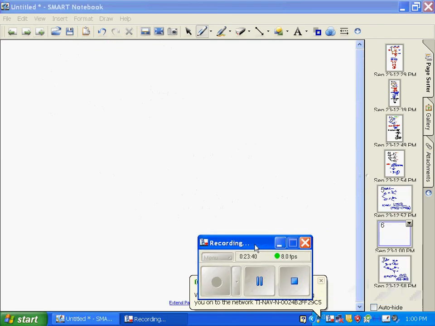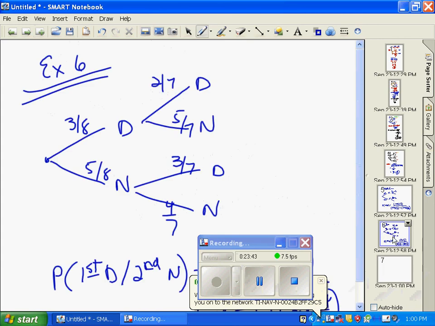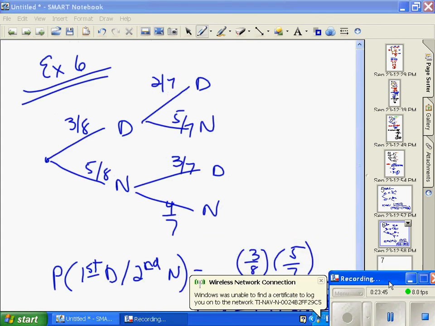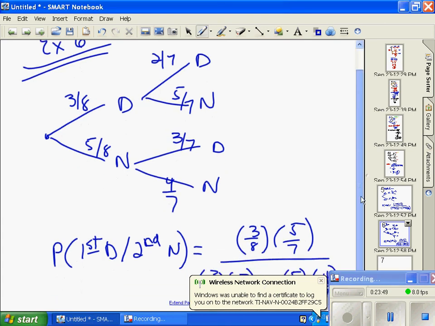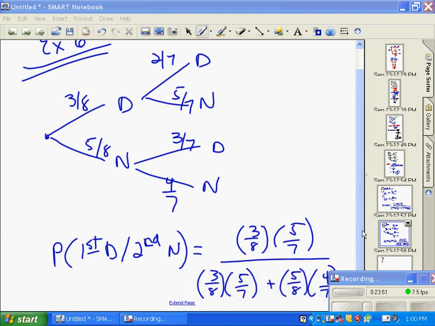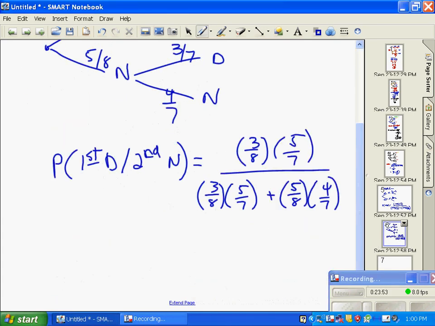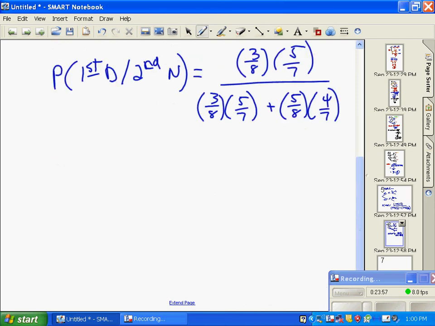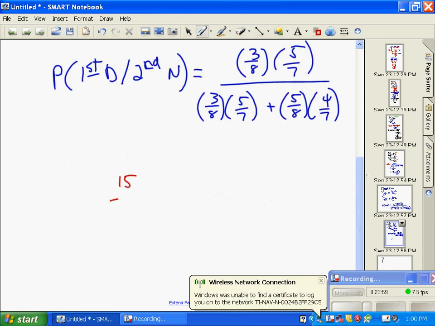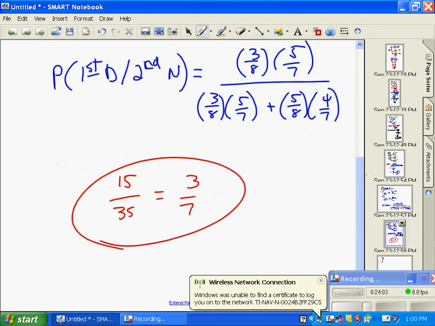And then here is my setup for number 6. This one I would expect you to go ahead and find an answer. Okay, the final answer that I got on this one was 15 over 35, which reduces down to 3/7.